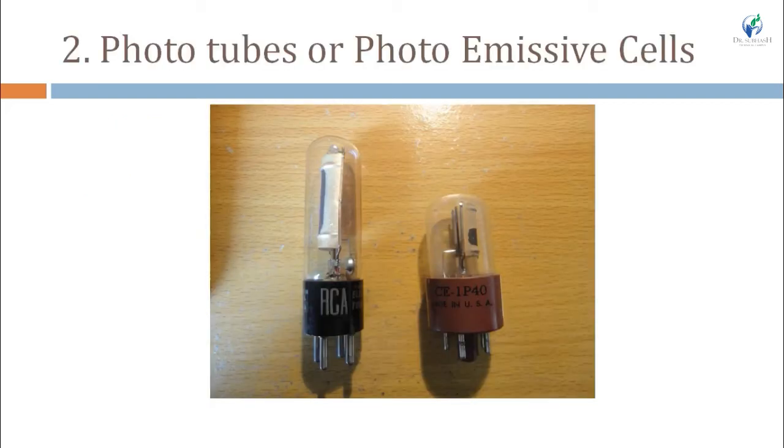The second detector is the photoemissive cell or phototube. Here the sensitivity is in increasing order. The sensitivity of the photoemissive tube is more than the barrier layer cell.